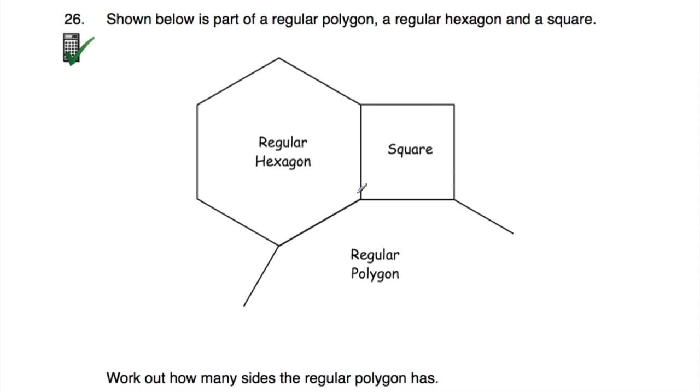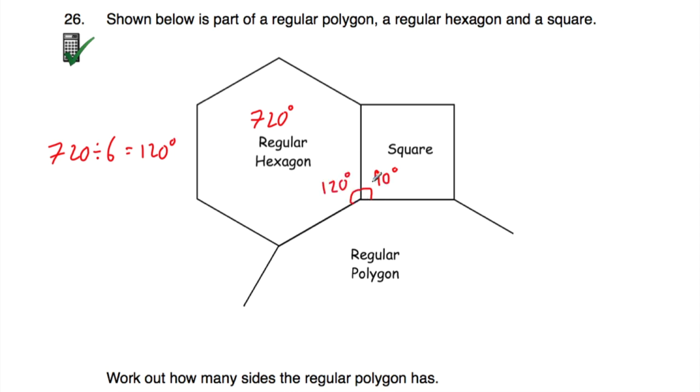Well, if you have a look here, this point here, the three shapes fit together and they meet at this point here. Now this is a square, so that's a right angle, so that's 90 degrees. This is a regular hexagon, so the angles in a regular hexagon add up together to be 720 degrees. So if we do 720 divided by 6, it's a calculator question, that's equal to 120 degrees. So that means this angle is 120 degrees.